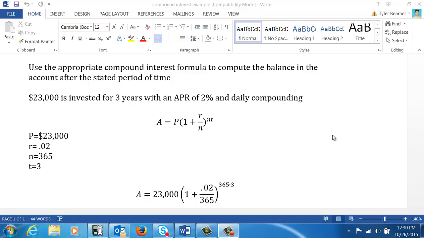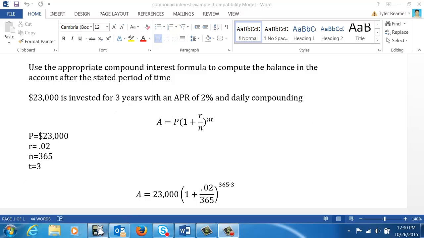The value of N is determined upon how many times the interest is compounded, and that information should be given to you in the problem. In this case, the keyword here is daily compounding, so that's why N is 365. And then T is 3 years.